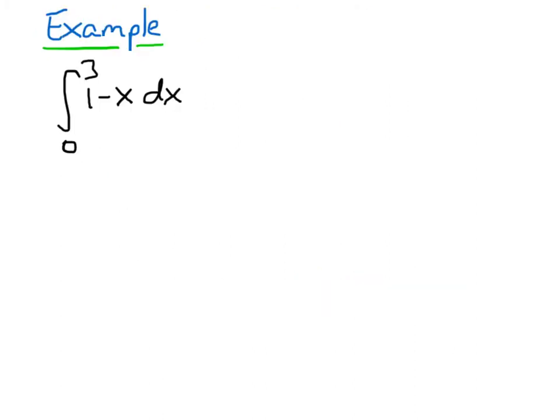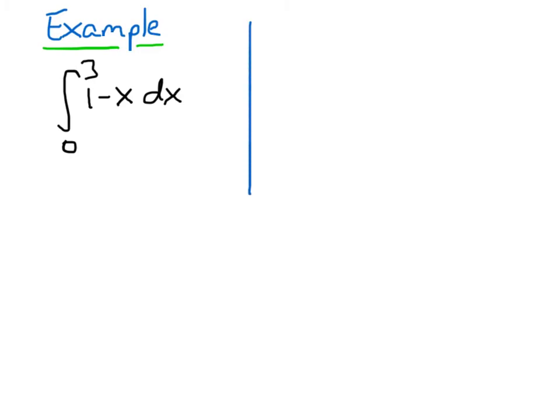So the example we want to look at is the integral from 0 to 3 of the function 1 minus x integrated with respect to x. And to calculate its value, which we can do for this simple case, and to understand generally what it is, it's helpful to sketch the integrand.